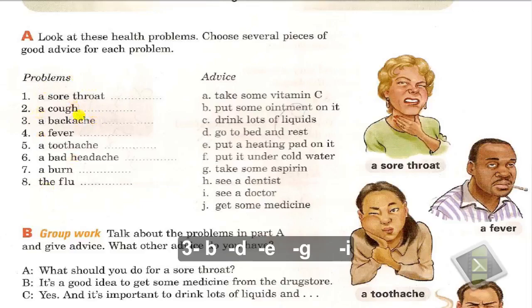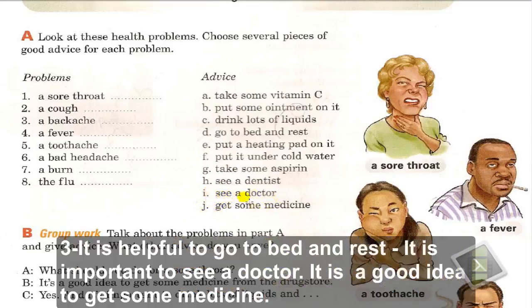For all of these diseases, a general answer is: it's important to see a doctor. It's helpful to get some medicine. I can use advice like: it's important to see a doctor. It's helpful to get some medicine. Also general answers: it's a good idea to go to bed and rest. It's important to see a doctor. It's helpful to get some medicine.